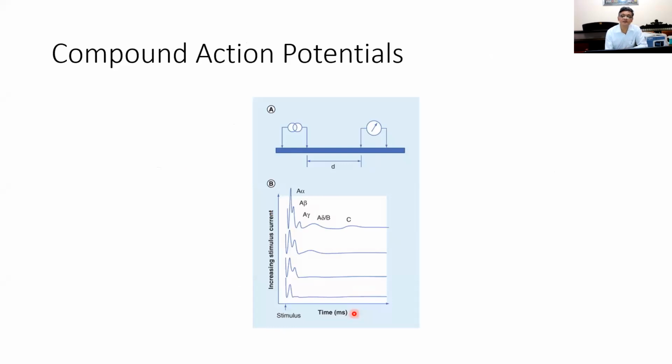And then if you record on a nerve, concentrate on the top panel, upper part, panel A. You have a nerve here. You have a stimulating electrode, positive and negative ends. You stimulate here, and then at a distance D away, you place a recording electrode and record the traveling action potential. As you know, a mixed peripheral nerve will have different types of nerve fibers.